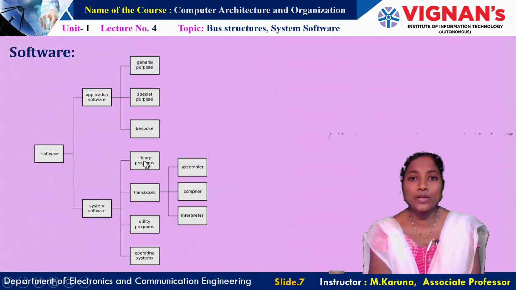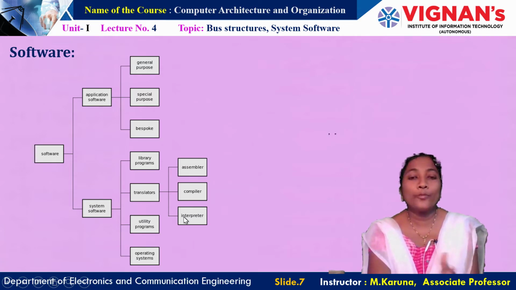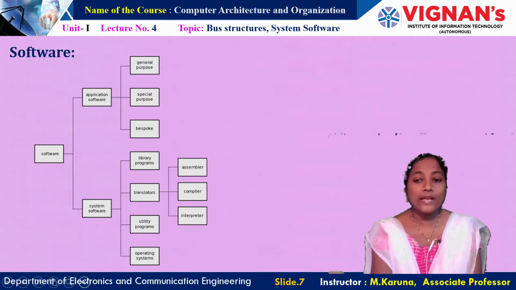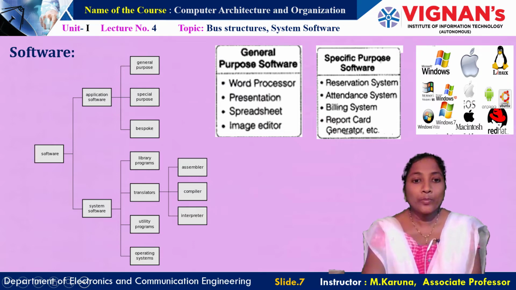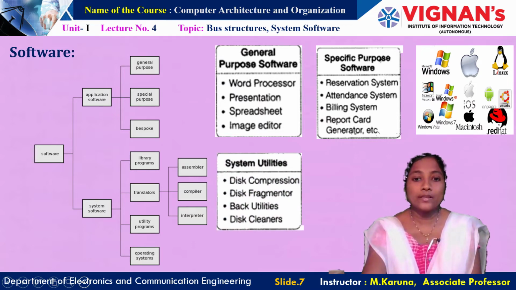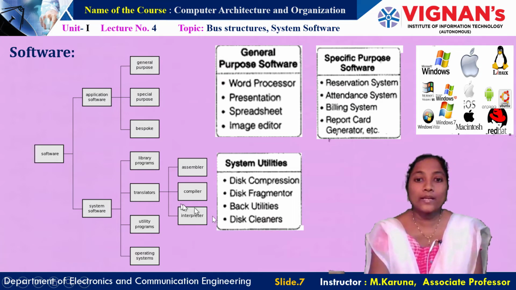Library programs are used to run the user programs. Coming to the translators: assembler, compiler, interpreter. Assembler is used to convert assembly language to machine language. Compiler is used to convert high level language to machine level language before the execution of the code or program. Interpreter converts the high level language to machine level language when the program is run. Next, coming to the utility programs. System utilities are disk compression, disk fragmenter, backup utilities, disk cleaners, etc.